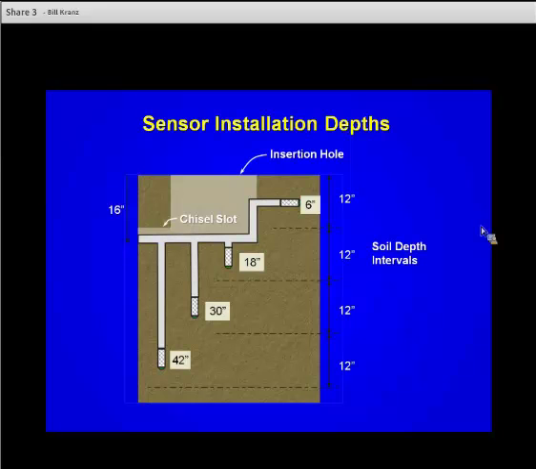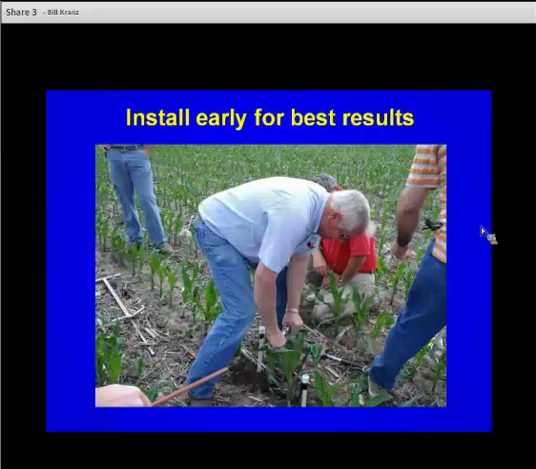But the sensor depths are pretty standard, either at 6, 18, 30, and 42, or 12, 24, 36, and 48 inches below the soil surface. Our recommendation is that we get these out in the field as soon as we can. The idea is that we want the roots to grow around that sensor rather than prune the roots off as we're putting the sensors in. And so particularly the deeper depths here, and this soil probably has a rooting zone that might be 6 to 12 inches deep here.